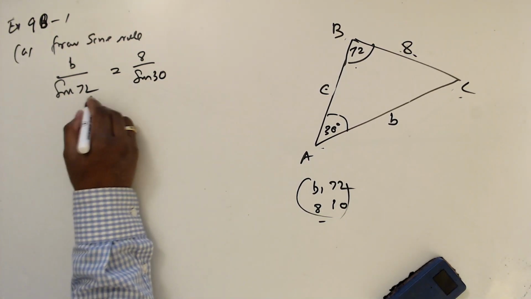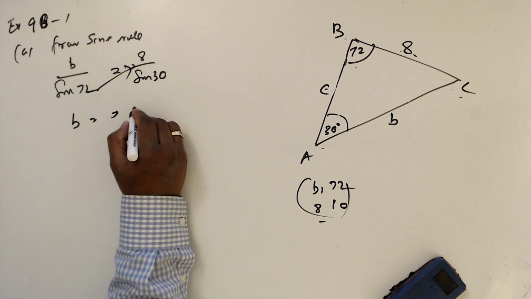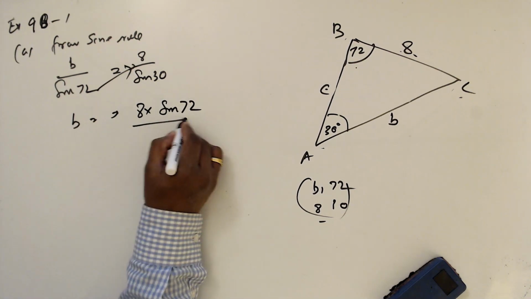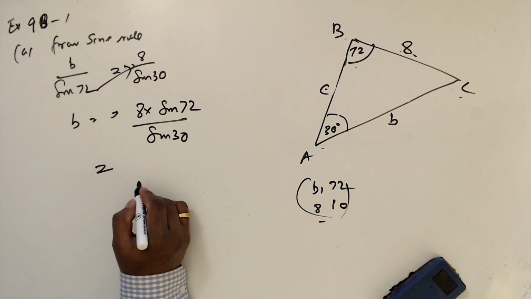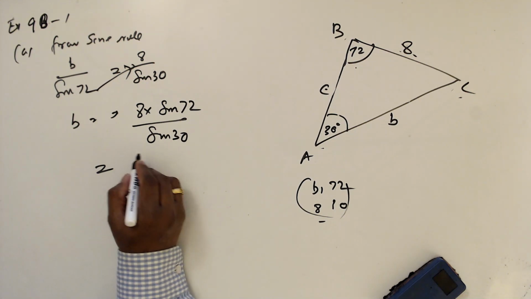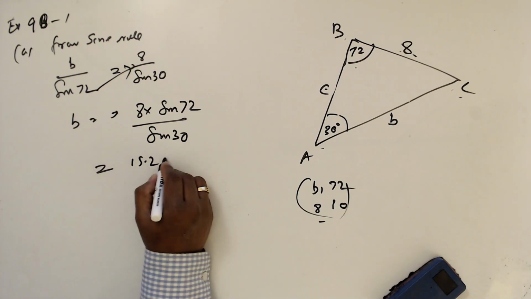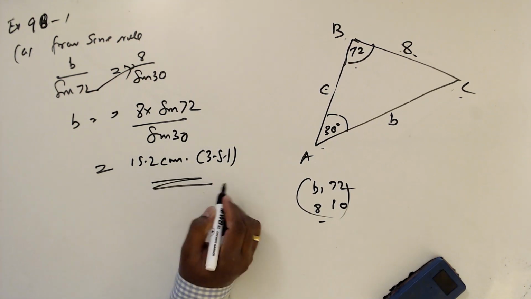Then cross multiply. B equals 8 times sine 72 divided by sine 30. What is the B value? So the B value is 15.2 centimeters to three significant figures.